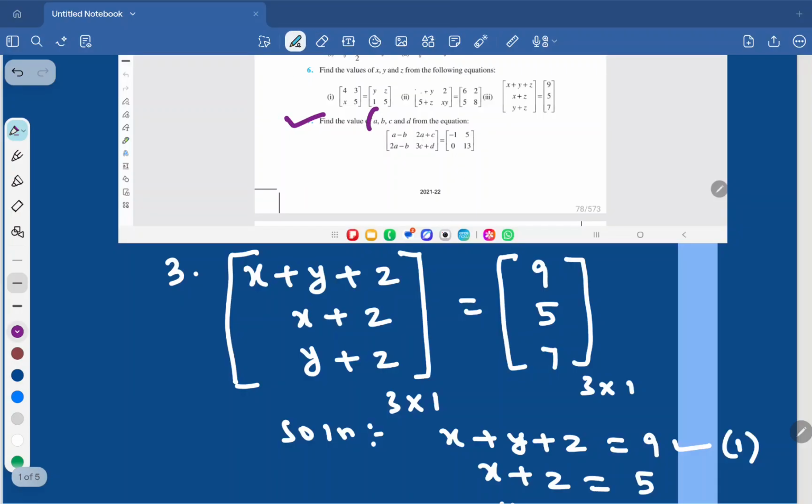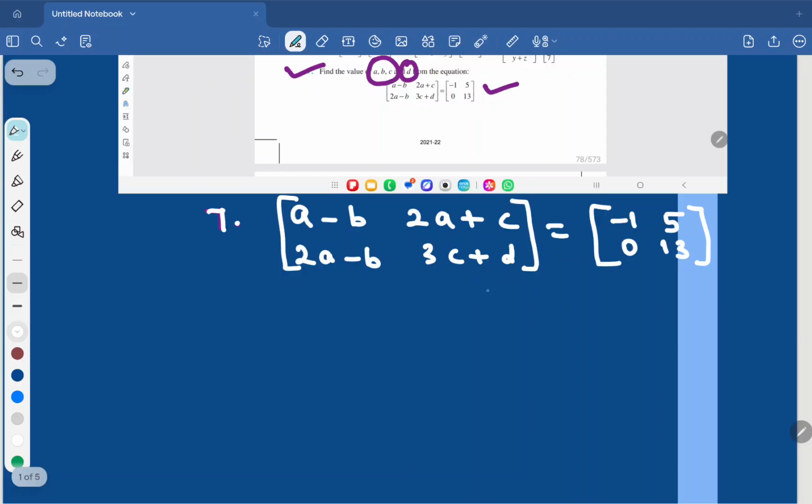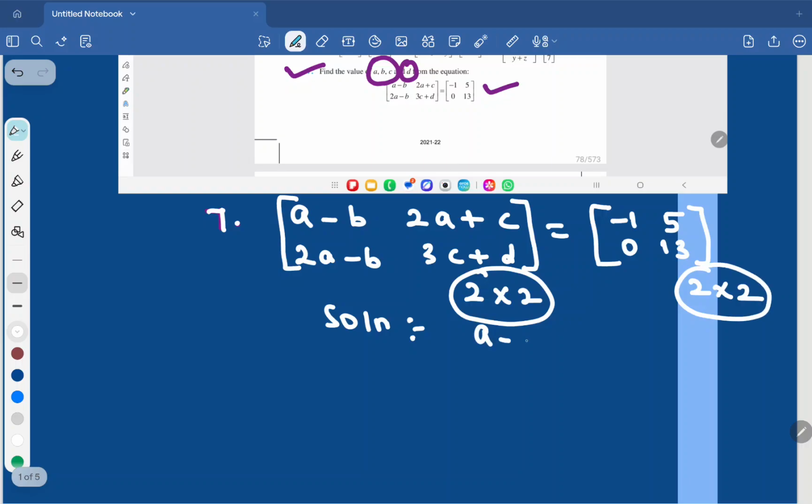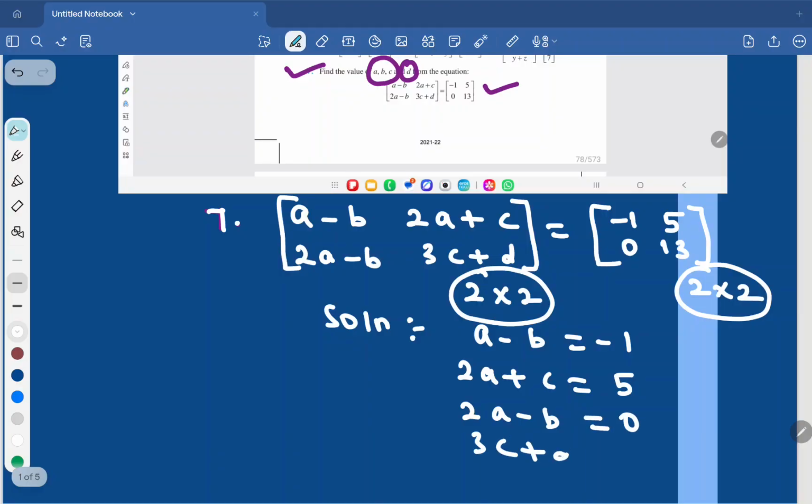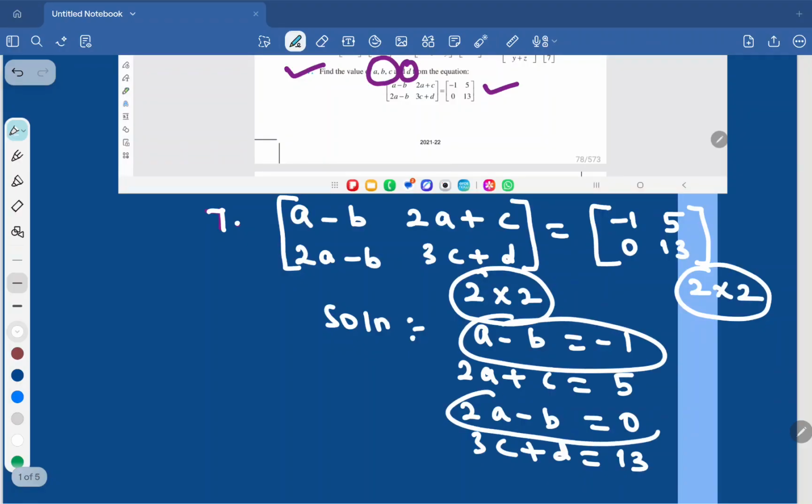Seventh problem, we have to find the value of a, b, c and d from the equation. Here order is 2 cross 2. Here order is 2 cross 2. Again, by definition of equal matrix, if both orders are equal, corresponding elements are equal. Here LHS order is 2 cross 2, RHS also order 2 cross 2. Therefore, corresponding elements are equal. a minus b equals minus 1, 2a plus c equals 5, 2a minus b equals 0, 3c plus d equals 13. From these two, find a and b.